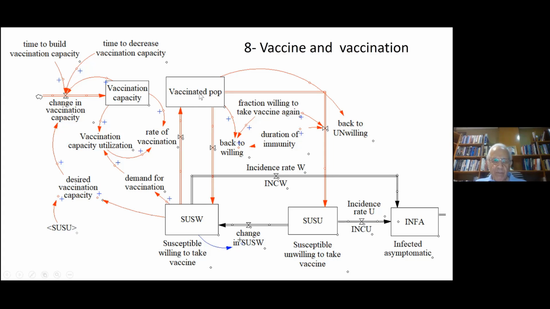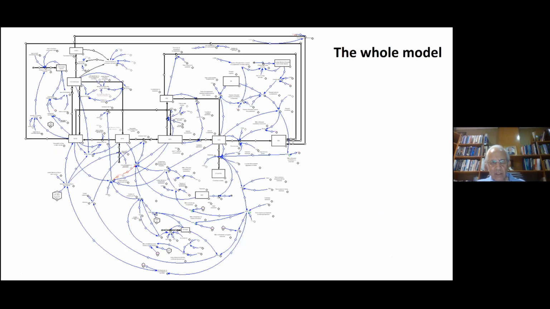So the vaccinated population, after losing their immunity due to vaccination, either move back to susceptible people willing to take the vaccine, or move to susceptible unwilling to take the vaccine. And then this segment of the model interacts with the rest of the model and creates the whole dynamics of the COVID-19 model that we have developed. And here is the whole structure of the model when we put everything together.